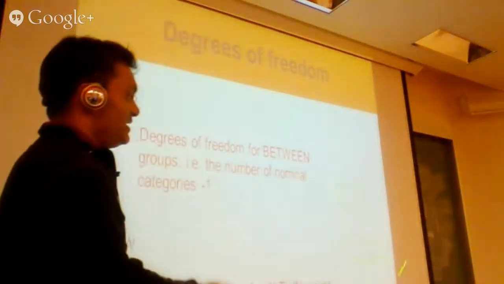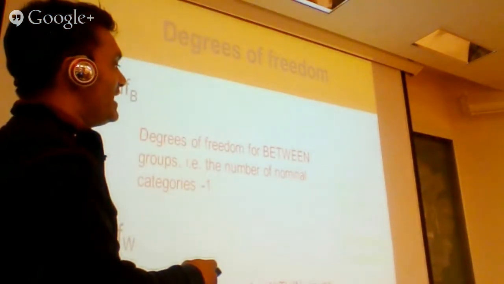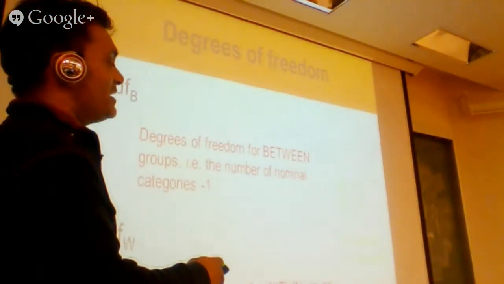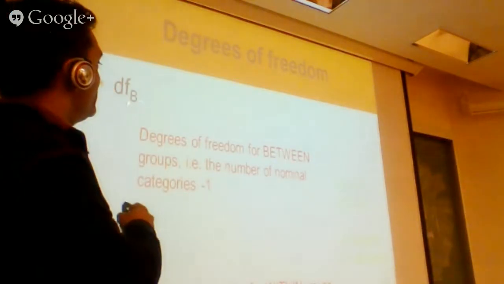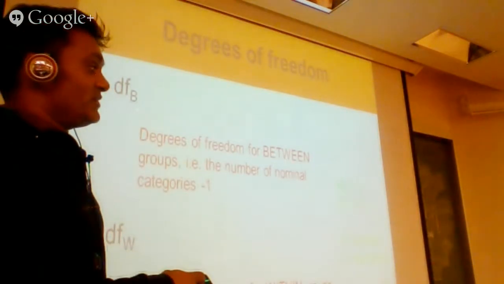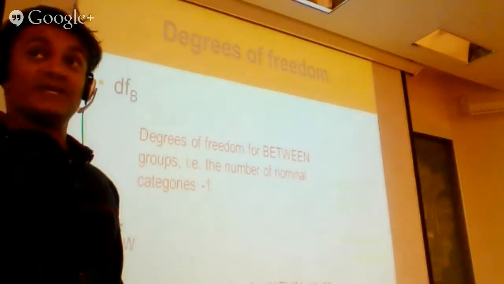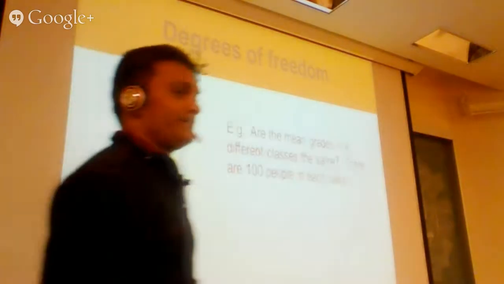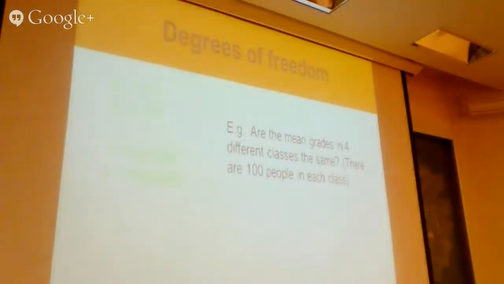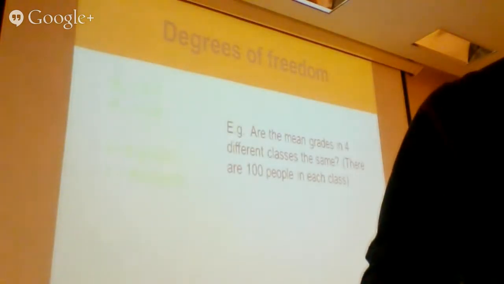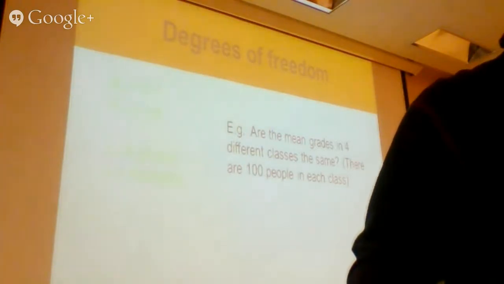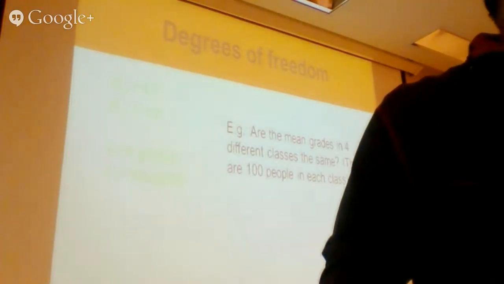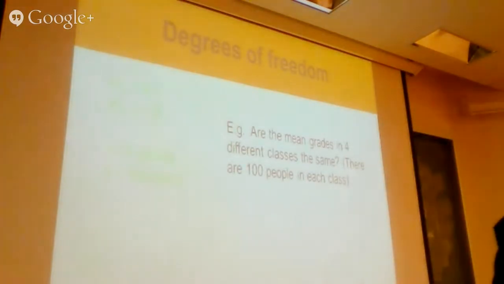So, oh, you can't see that color, right? So if K is the number of categories, K minus 1 is our between group degrees of freedom, and N is always our total number of subjects. So within group, it's N minus K. All right. Here's an example. We have 4 different classes. Sorry, is N the total number of subjects all together? Yes, that's right.